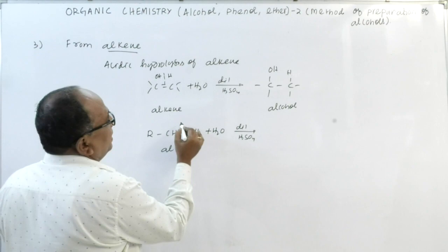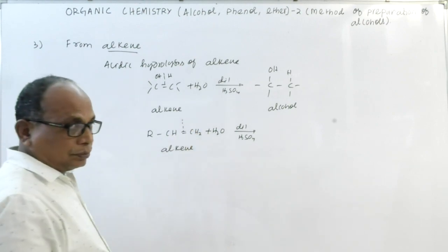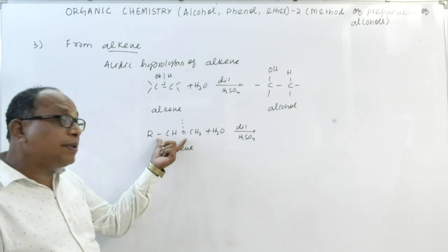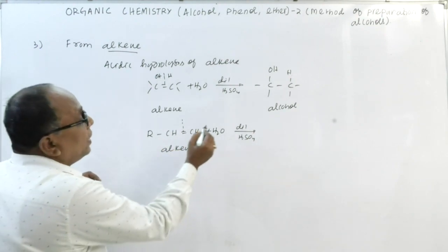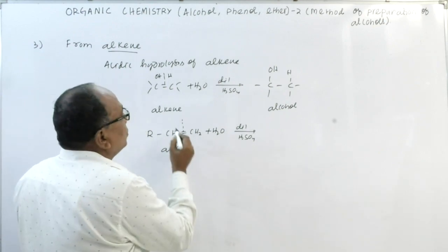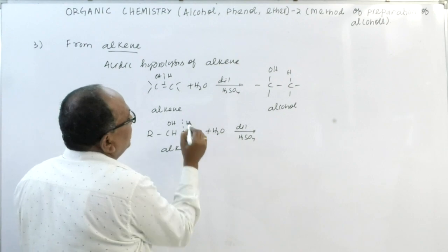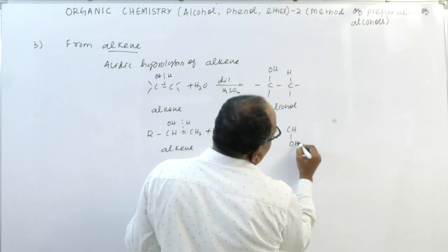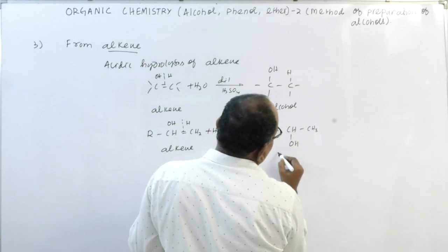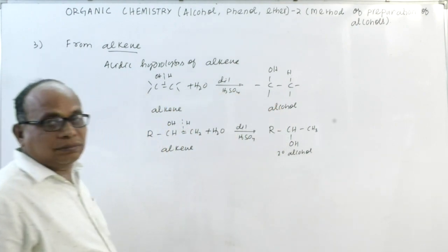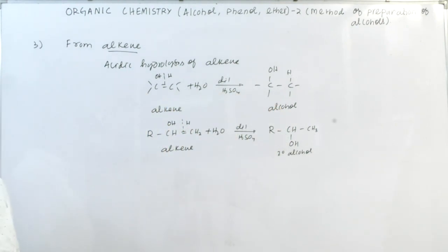The water will be added here. It follows Markovnikov's rule, because it is an unsymmetrical alkene. The addendum is water, where OH is minus and H is plus. So the OH goes this side, H goes this side. This gives you R, CHOH, CH3, this is your secondary alcohol.